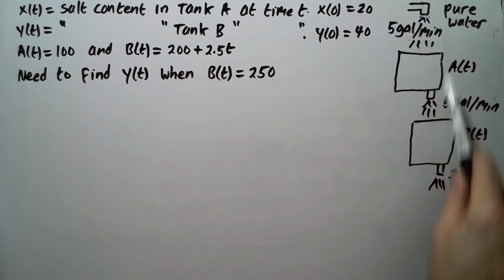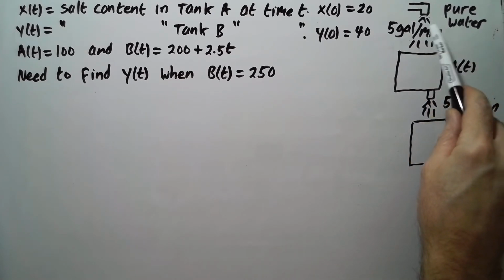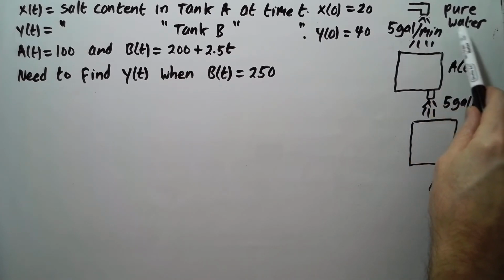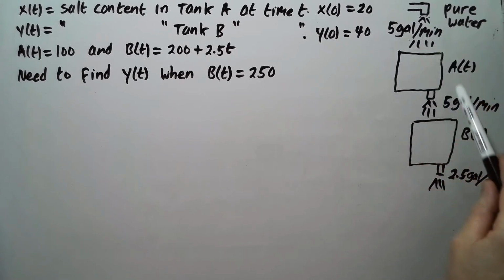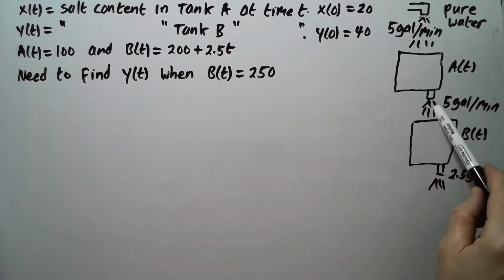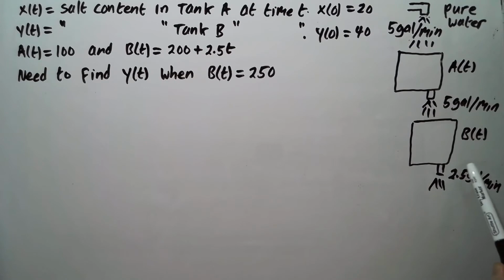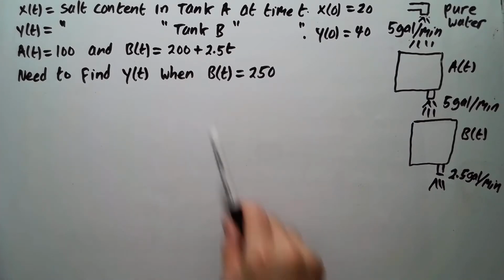So here's my picture over here. You've got 5 gallons of pure water coming in per minute into tank A, 5 gallons per minute leaving at the bottom of A going into B, and 2.5 gallons leaving B. And we have also, at time 0, A is 100 gallons and B is 200.